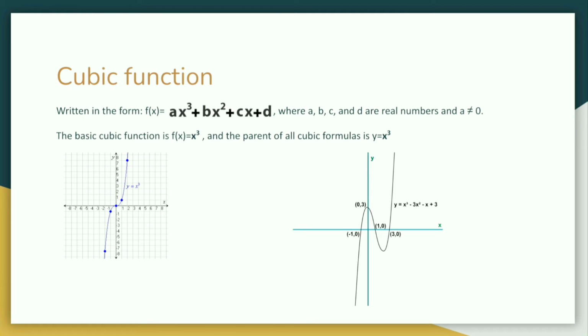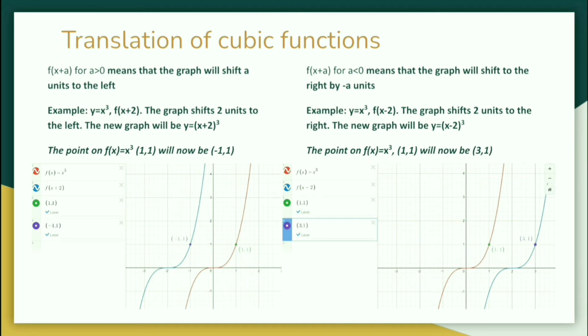The cubic function is written in the form f(x) = ax³ + bx² + cx + d, where a, b, c, and d are real numbers and a does not equal 0. The basic cubic function is f(x) = x³, and the parent of all cubic functions is y = x³. On the left is the graph of y = x³, and on the right is an example of another cubic graph, which is a transformation of y = x³. For all the examples I will be providing, y will equal x³.